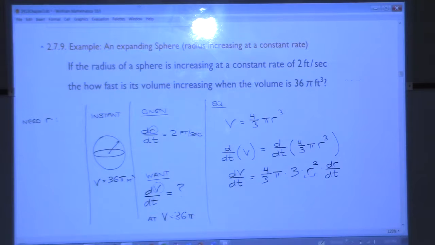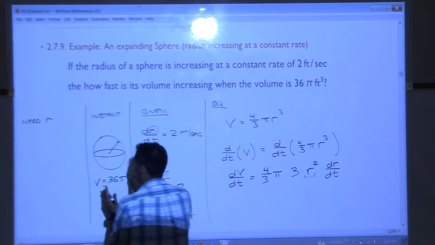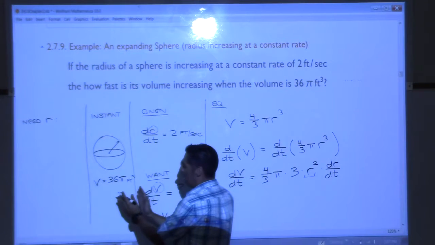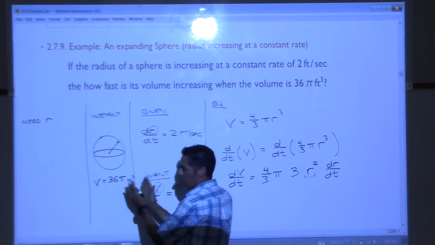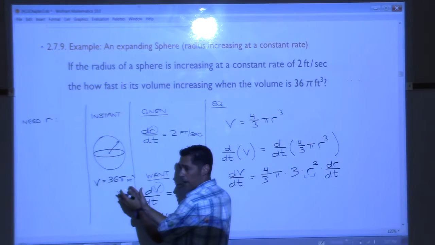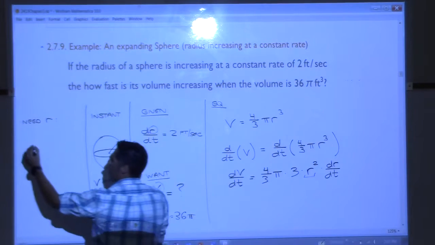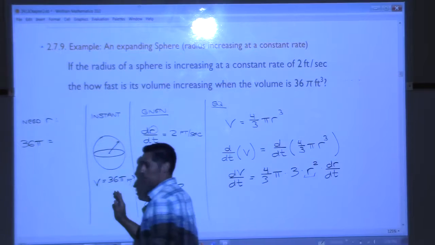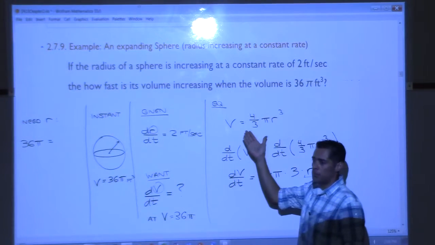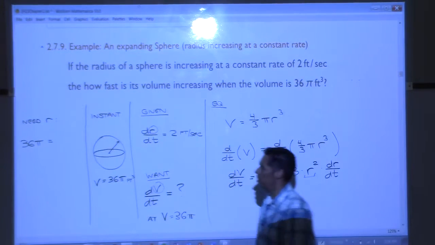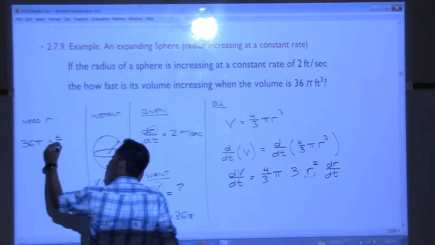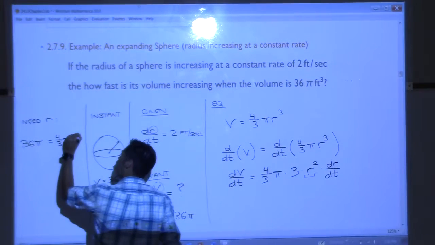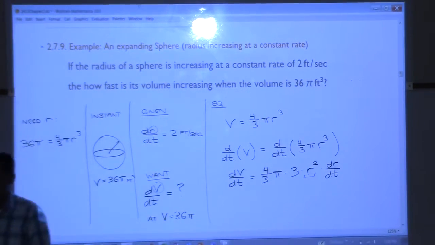Okay, help me get little r. We're allowed to look at this, right? What we know is that the volume is 36 pi, right? So you can tell me that 36 pi is equal to 4/3 pi r cubed, right? And you can take this and solve that for r now, can't you?